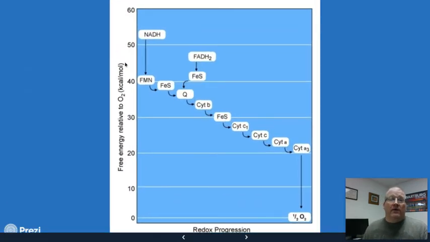Okay, so on the y-axis over here, you can see free energy, relative to oxygen. So here's our Gibbs free energy, our delta G, if you will. Notice each step in this process is a cascade of free energy down, down the free energy slope here. Notice the NADH comes in at the top, the highest energy. The FADH2 comes in a couple steps in, so it's not quite as high energy as the NADH.